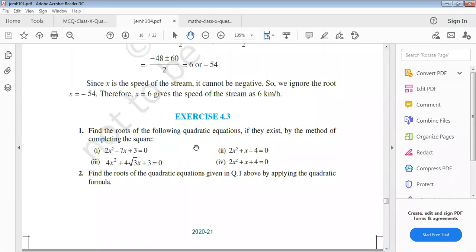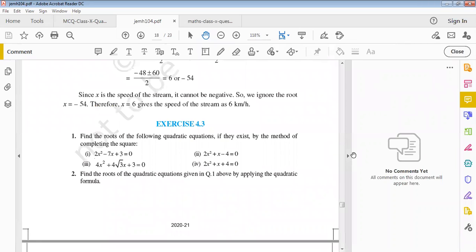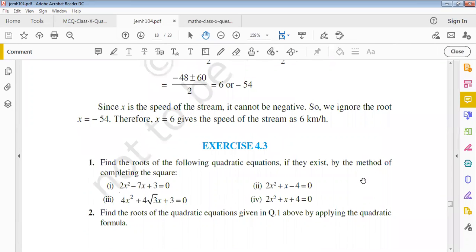Find the roots of the following quadratic equation, if they exist, by the method of completing square. We don't have the completing square method, but we are going to use the quadratic formula method. The question says if they exist. If they do not exist, how do we know that? We need to check that, so we need to find out if they exist. Okay, now let me go for that one.